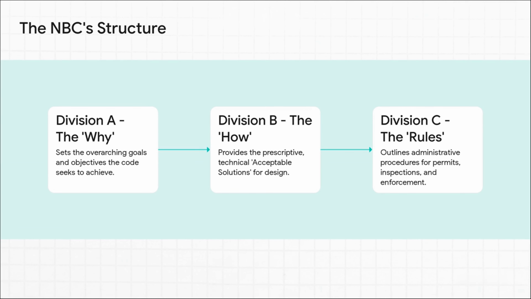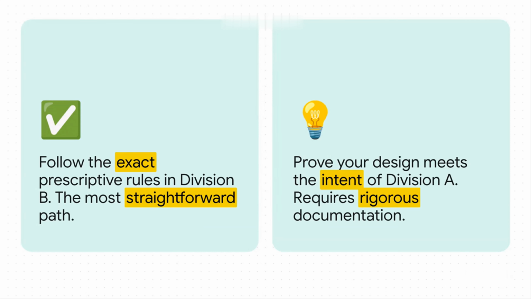And Division C is the rules, all the admin stuff like permits and inspections. Why, how, rules. That's your key to navigating the whole thing. And this brings us to a super critical concept.